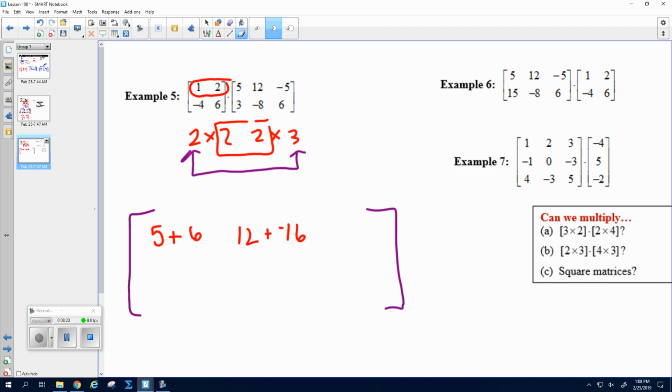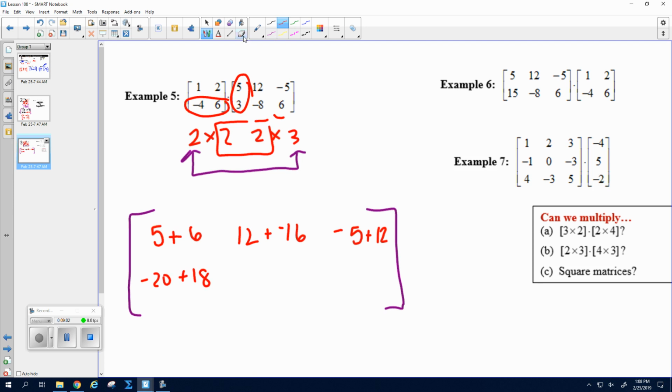Now I'm going to go across row 1 and down column 3. So I'm going to do 1 times negative 5 plus 2 times 6. What's 1 times negative 5? What's 2 times 6? Okay. And notice how I'm just going across, just like I'm going across here. Now I'm going to do the second row, and I'm going to do the second row down every column again. So this one times this one. So it's negative 4 times 5 plus 6 times 3. What's negative 4 times 5? Plus what's 6 times 3?